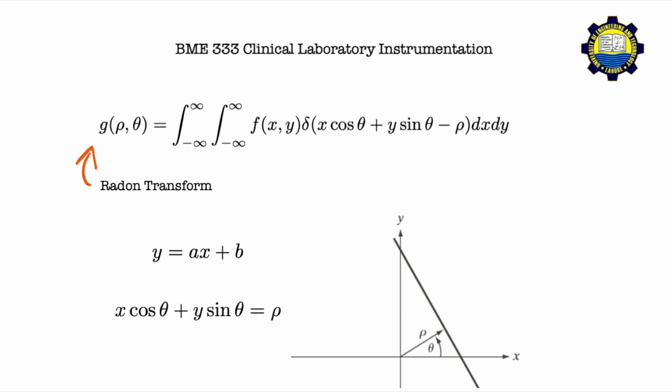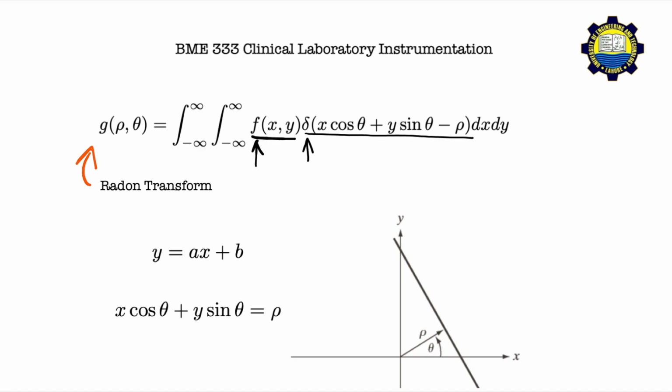Remember that if you go back, you would figure out that this is a delta function, an impulse function, and then here is f of x, y. Our sample, our subject, is a function of space in x and y, and what we are interested in is sampling this specimen at different thetas. That is what we are doing.